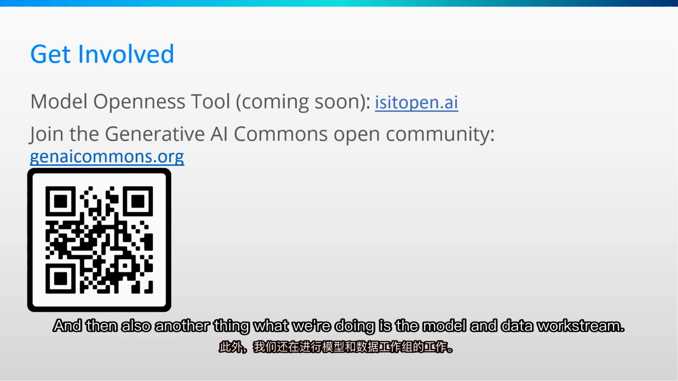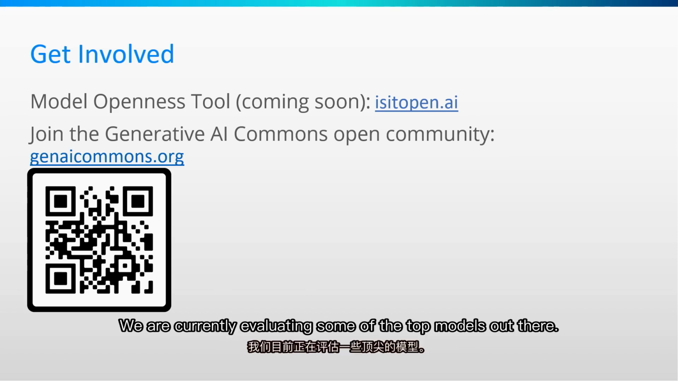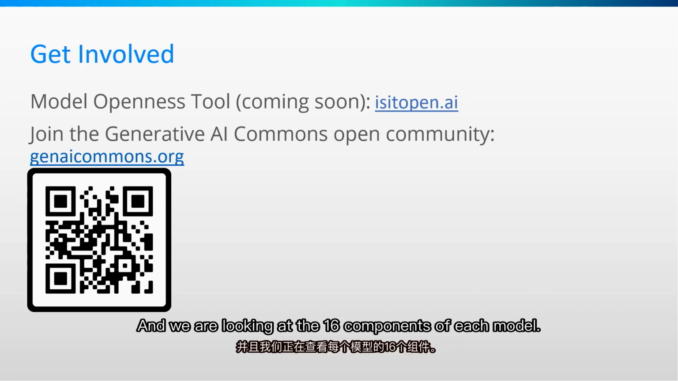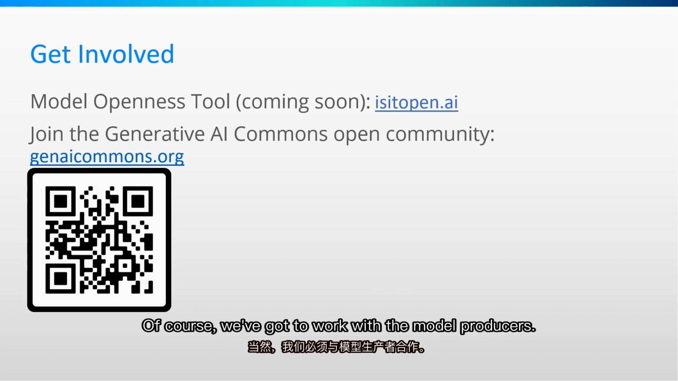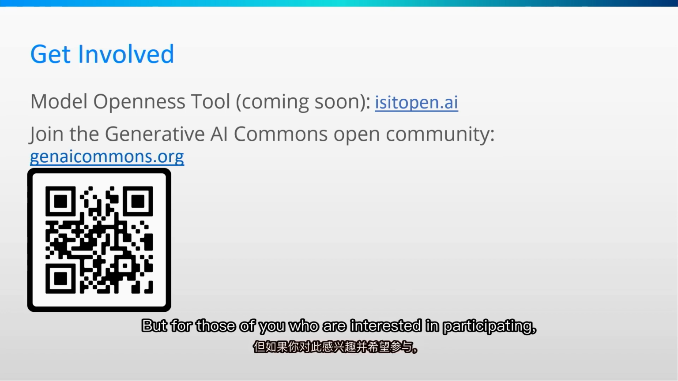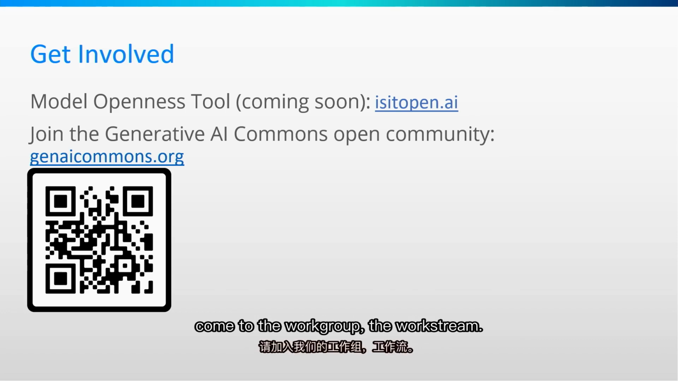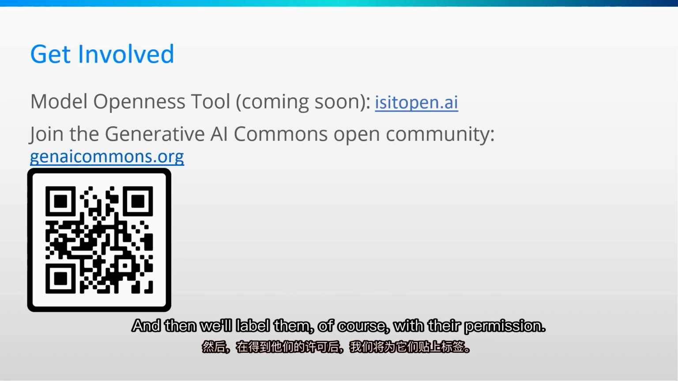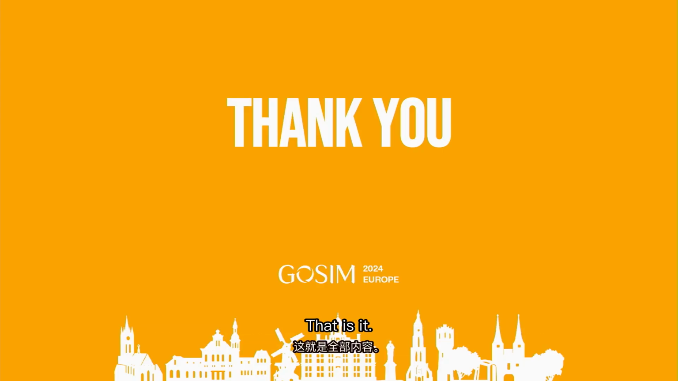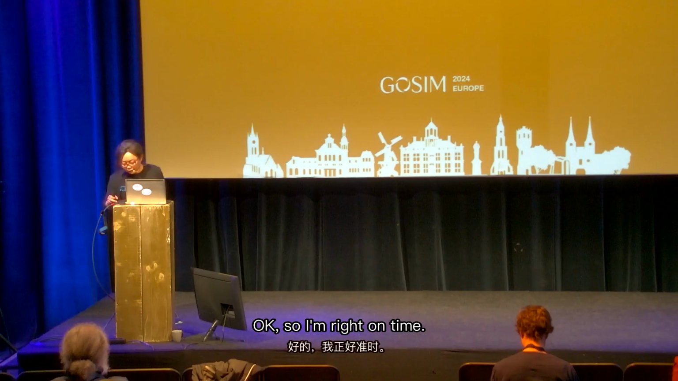the model and data workstream, we're evaluating some of the top models out there, and we are looking at the 16 components of each model and then manually labeling them. Of course, we have to work with the model producers, but for those of you who are interested in participating, come to the work group, the work stream, and you'll learn a lot. We're going to study all these top models out there and see what kind of licenses they use, and then we'll label them, of course, with their permission. That is it. Okay, so I'm right on time.